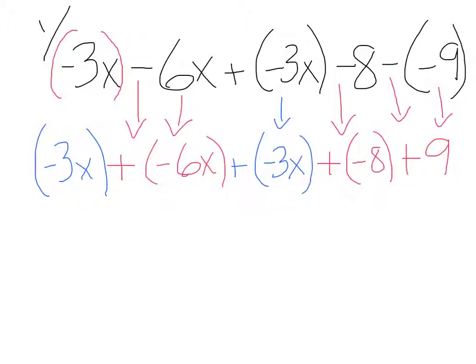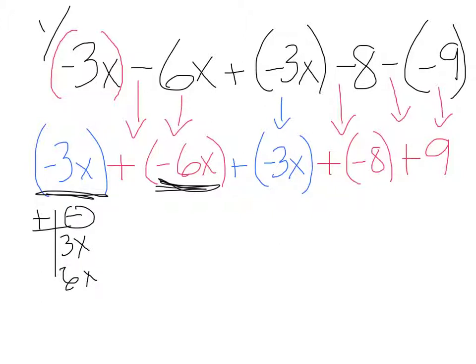Now what do we do? Combine like terms. So we're going to go ahead and combine this one with this one. It really doesn't matter. You could actually use this one and this one. But I decided to use this negative 3x, and I'm going to add it with negative 6x. So I'm going to go ahead and do the baseball technique just so that I get it correct. 3x, negative 6x. And my answer is negative 9x.